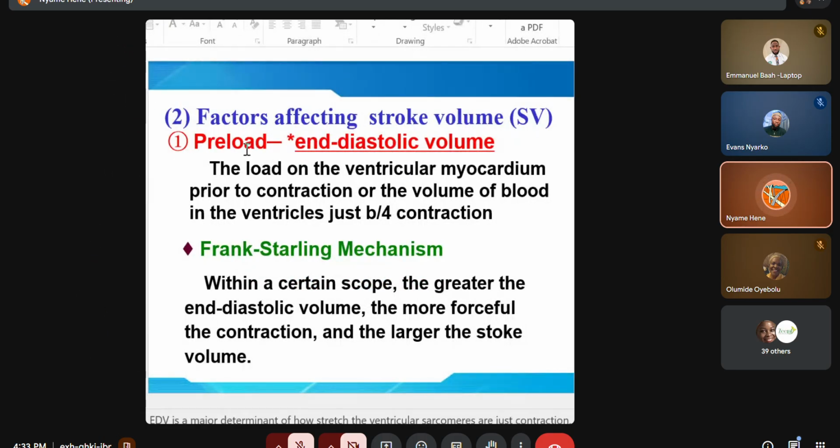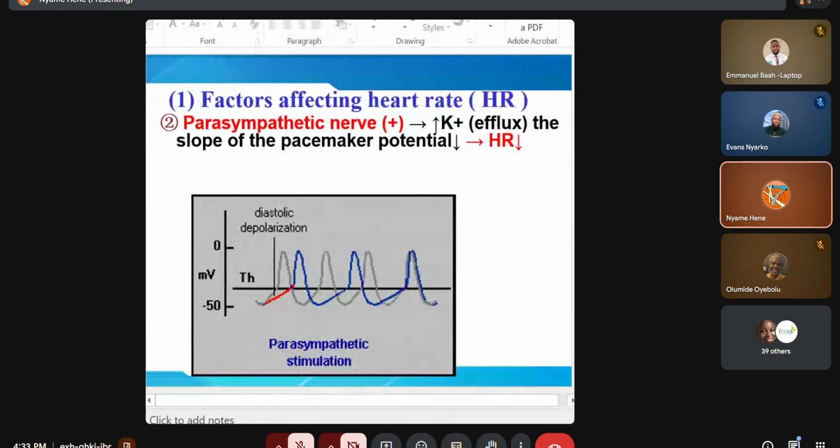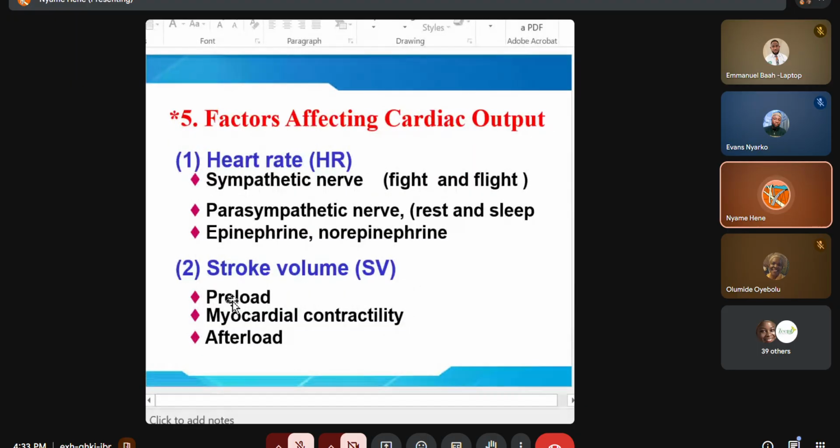So we are saying the factors affecting stroke volume. You know them, right? These are the factors affecting the stroke volume: preload, myocardial contractility, and afterload. And these are the factors affecting the heart rate: sympathetic nervous system, parasympathetic nervous system, and epinephrine. Right? So if you want to remember these two, use the analogy of the tiger race. And for this one, use the analogy of the bottle.